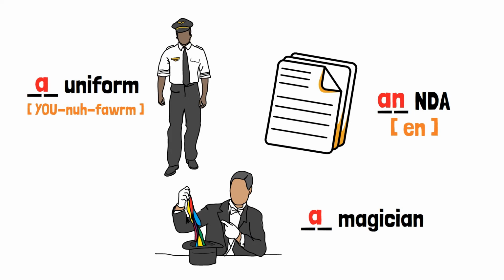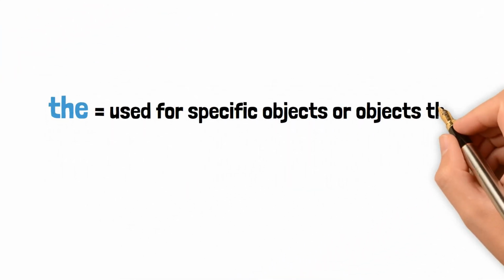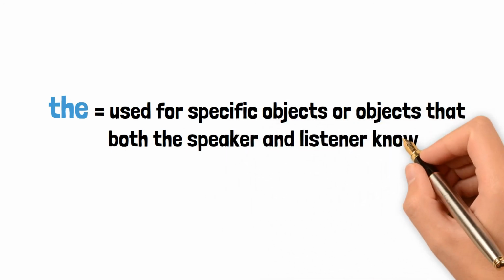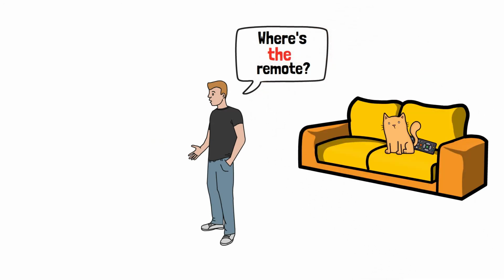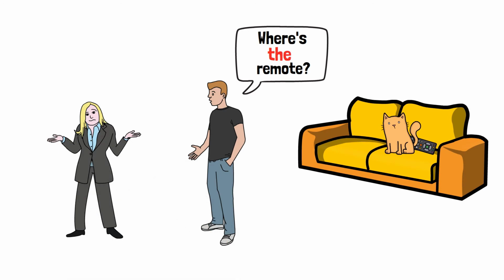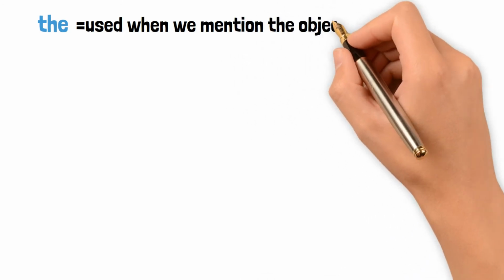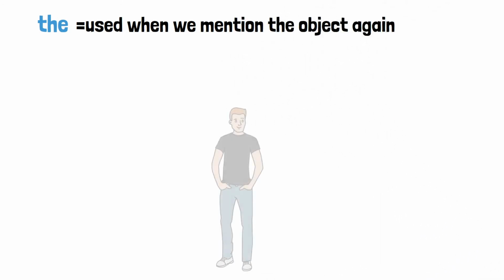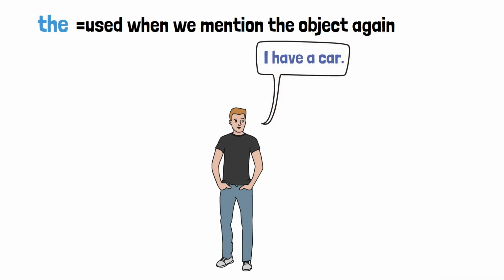Now let's discuss the. It is used for specific objects or objects that both the speaker and listener know. In this example, both the speaker and listener know about the remote, so the correct article is the. Where is the remote? The is also used when we mention the object again. For example, I have a car. The car is green.